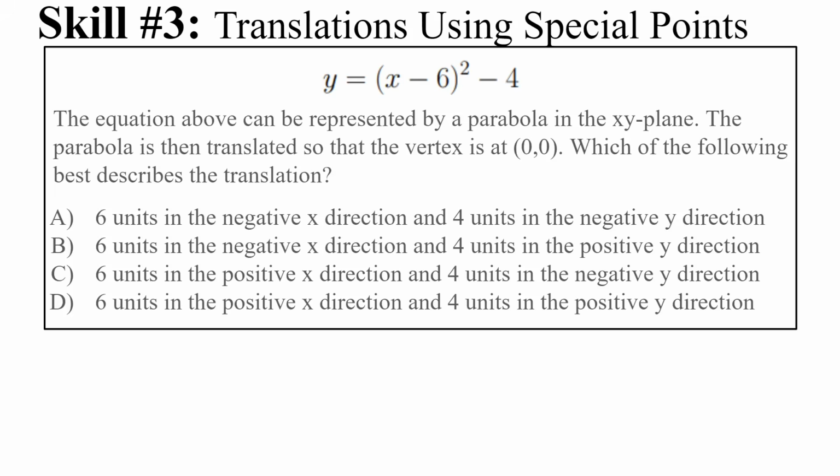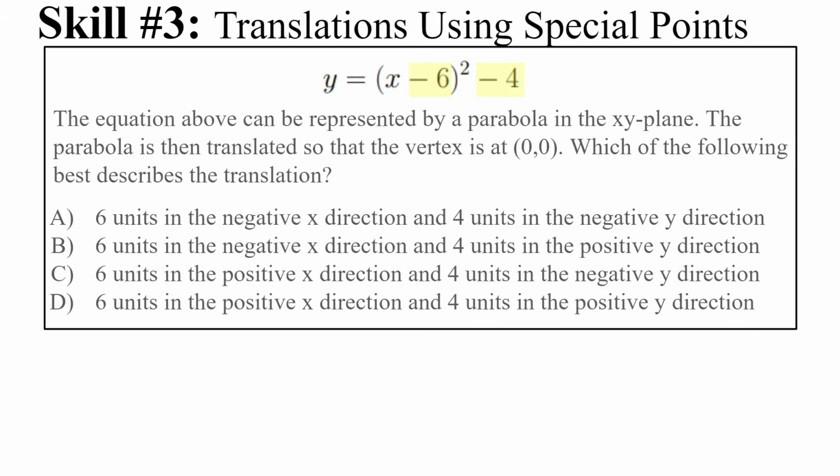Great, let's look at this one. So the equation above can be represented by a parabola in the xy plane. The parabola is then translated so that the vertex is at 0, 0. Which of the following best describes the translation? Wow, what a tricky question. First things first, I'm going to look at those numbers inside the quadratic equation to try to figure out the vertex. A lot of people would say -6, -4.